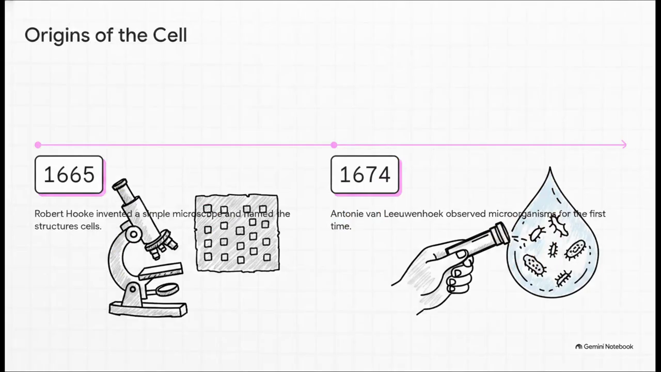But for most of human history, this microscopic world was completely invisible to us. The real breakthrough happened back in 1665. An English scientist named Robert Hooke invented a simple microscope, pointed it at a piece of dead cork, and saw these tiny, box-shaped structures. Because they look like little bare rooms, he named them cells. Then, just a few years later, in 1674, Anton van Leeuwenhoek took it to the next level. He looked at a drop of water and actually observed living microorganisms swimming around for the very first time. I mean, these two guys literally opened the door to an entirely new universe.